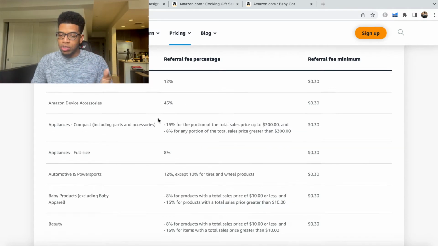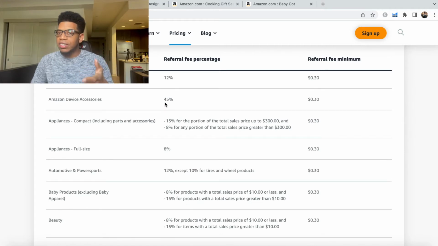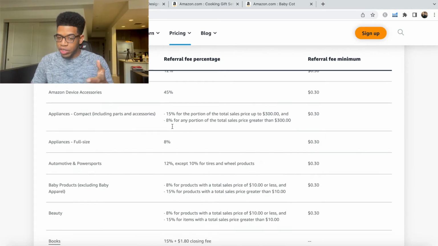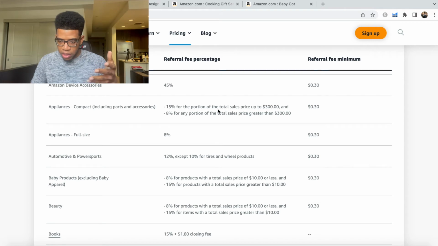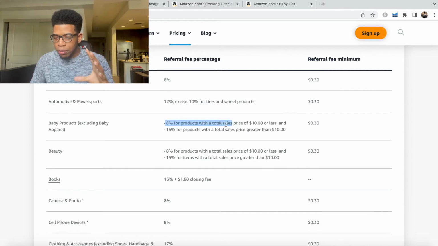3D printed products, 12%. Amazon device accessories, 45%. Appliances, 15%, up to $300 sale price. For baby products, we have 8% for products with a total sales price of $10 or less. So if you're $5 to $10 or $1 to $10, you're paying 8%.